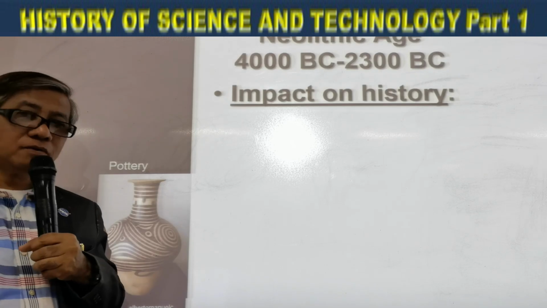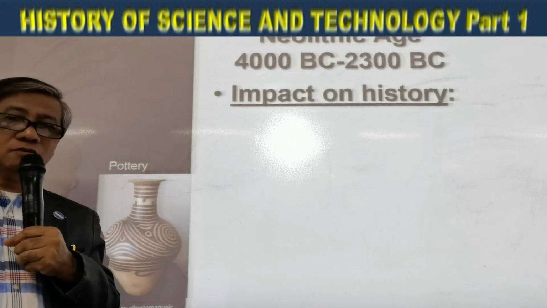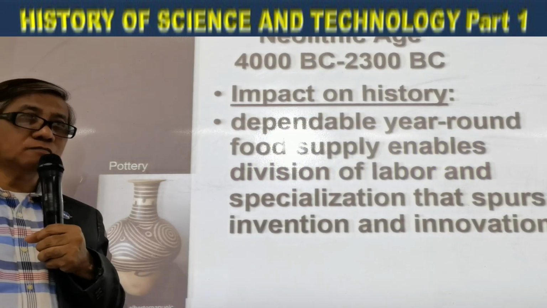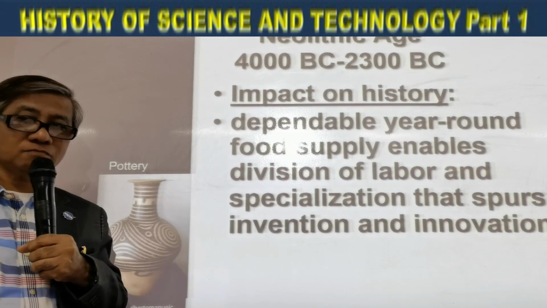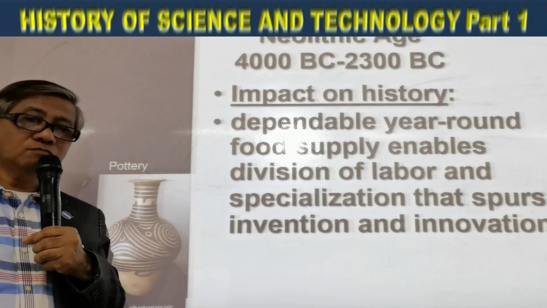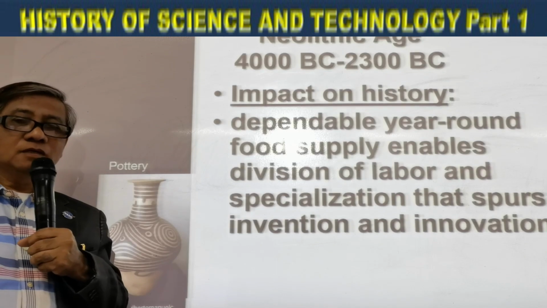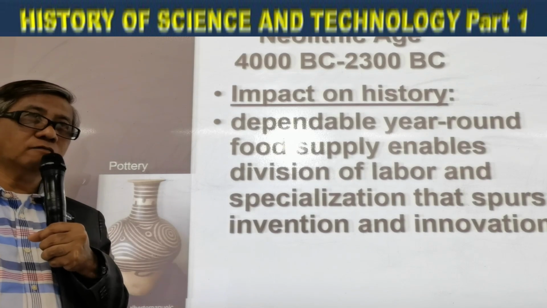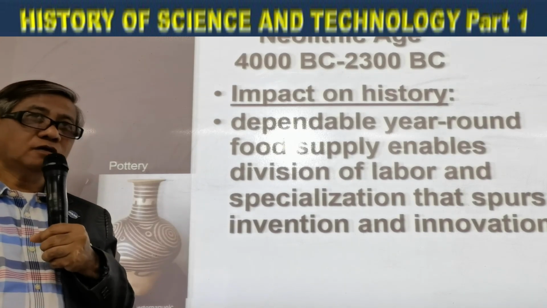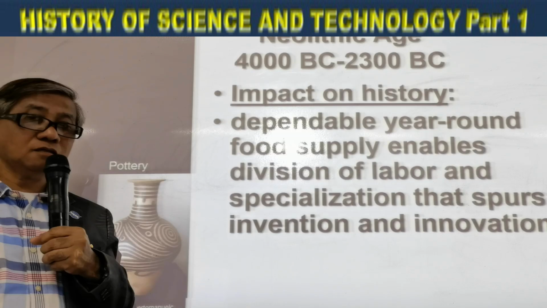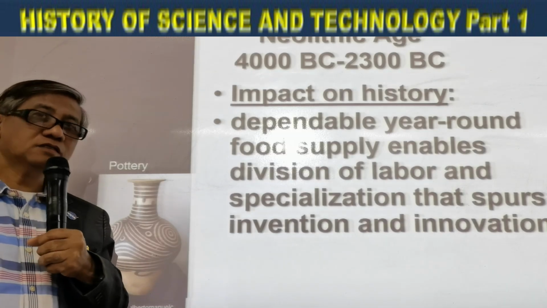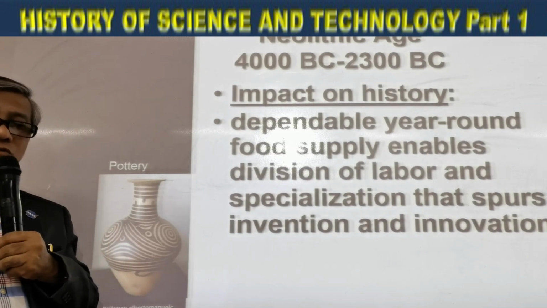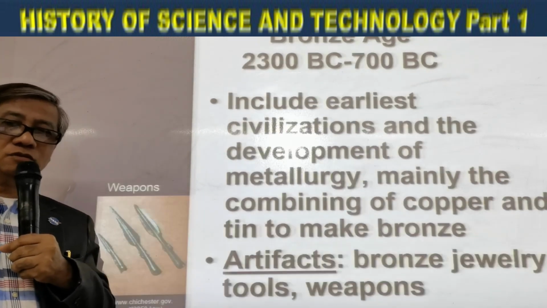So what is now the impact of this to our history? So because of the stable food supply, because of the domestication of animals and plants, they have a dependable year-round food supply, and there was division of labor. Some of them were farmers, some of them were fisher folks, some of them engaged in basketry and other activities. And this specialization of activities triggered more inventions and innovations.